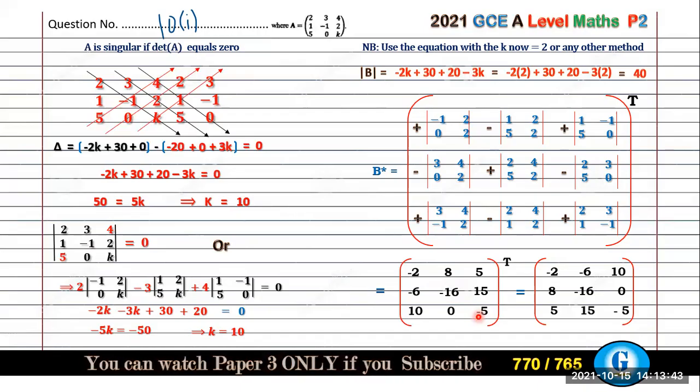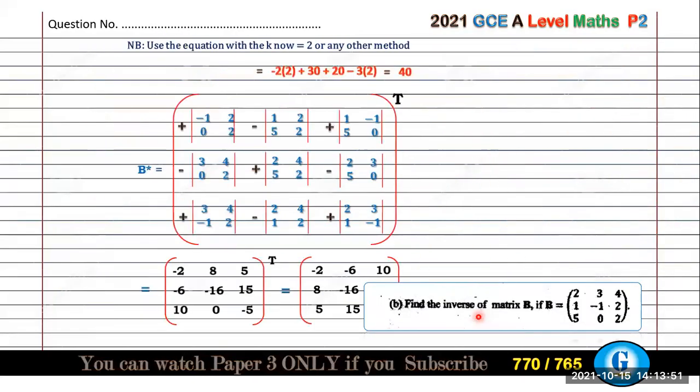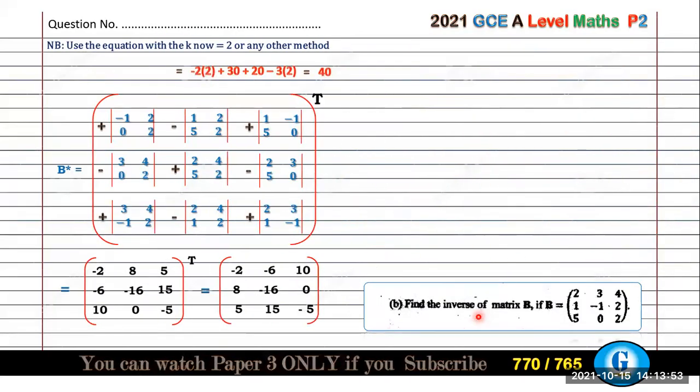From here, we can now have the inverse of this matrix. The inverse now will be given by 1 over the determinant times this adjugate. So that's the adjugate that we had, and that's the determinant. So the inverse of the matrix is equal to 1 over the determinant times the adjugate. That's the inverse of that matrix.